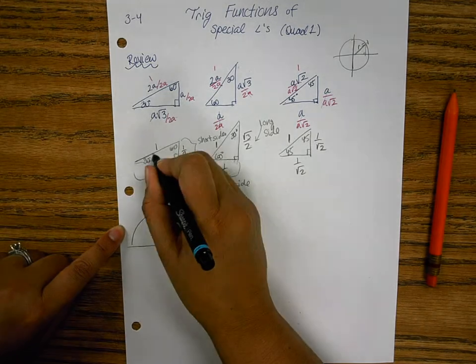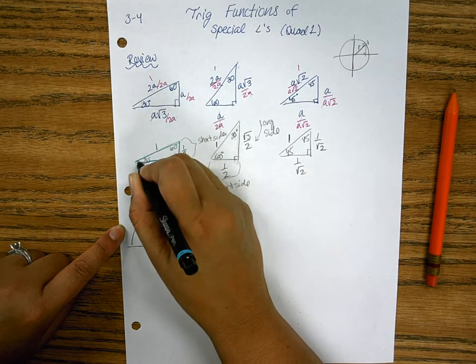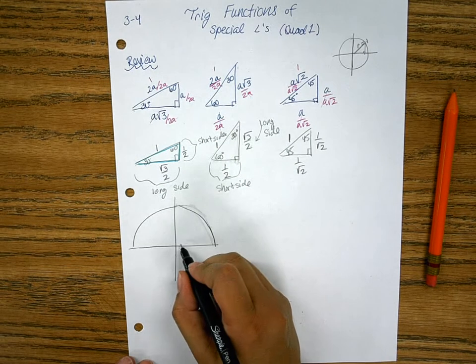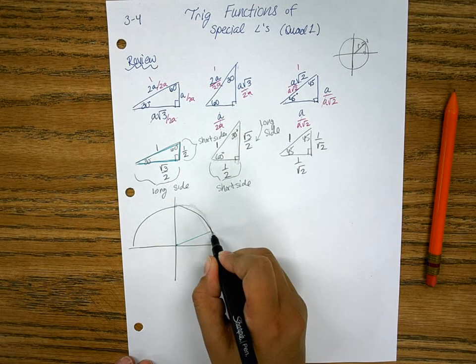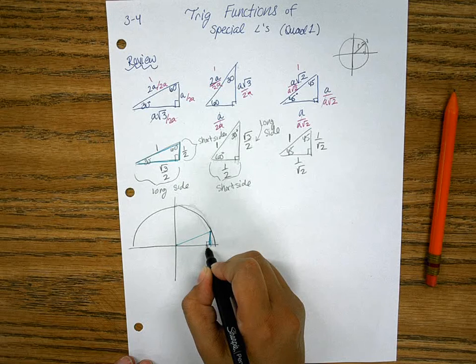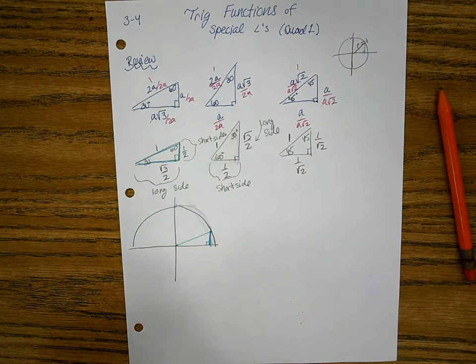Here's my 30. I'll darken this one in this bluish color. And I'm going to draw it here. The hypotenuse is my terminal side, and I'm dropping down to the x-axis like I told you guys we always would. So this is 30 degrees.